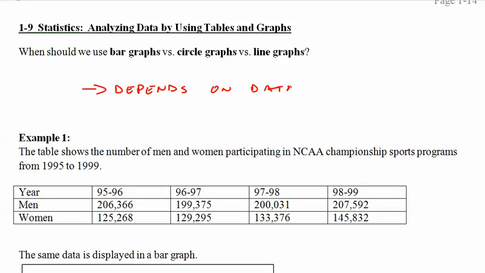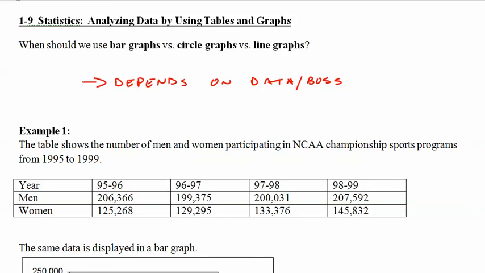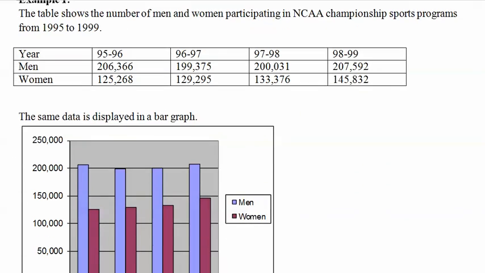When you get a job someday and your boss says, get this data and put it together, you really need to say, well, how do you want me to do it? Here's a couple different ways. And they'll say, no, I really like the bar graph. No, I really like the circle graph. No, I really like so on and so on. So here's a table. It's a bar graph.